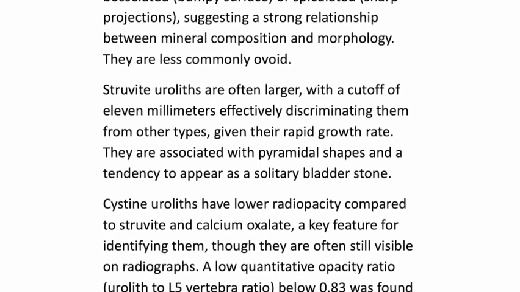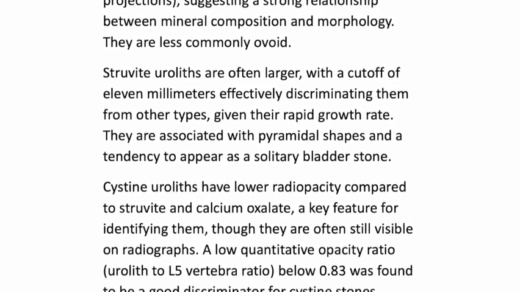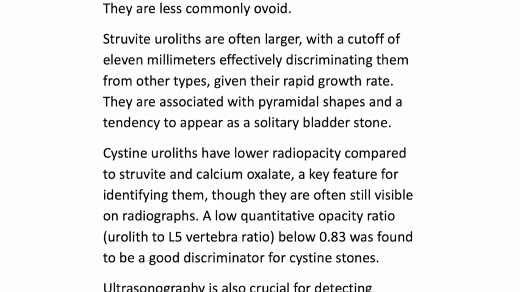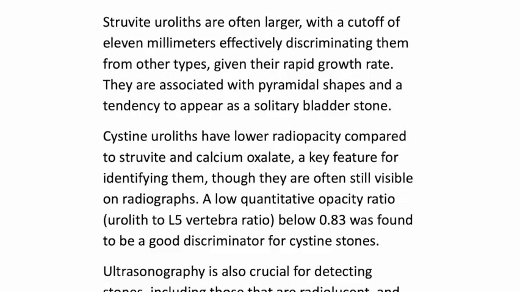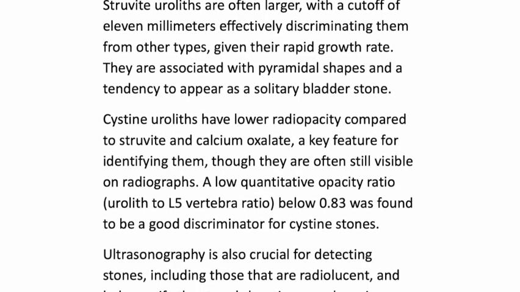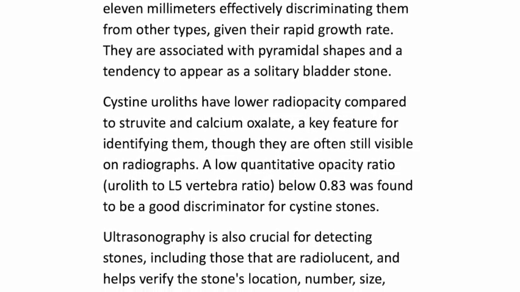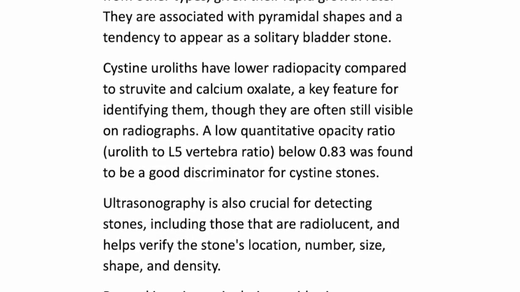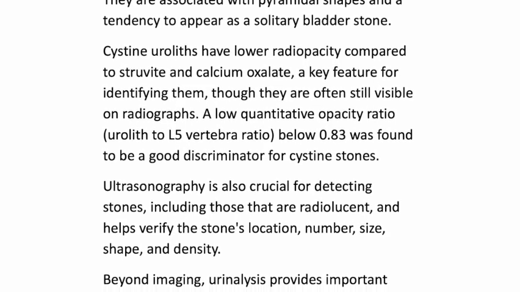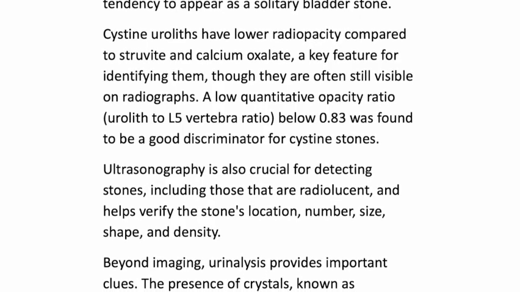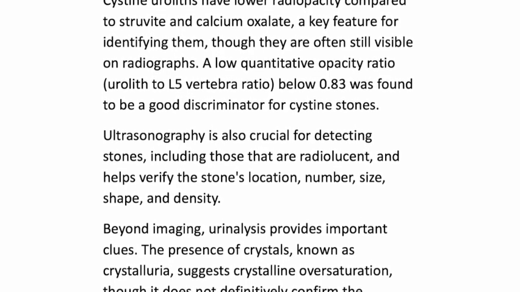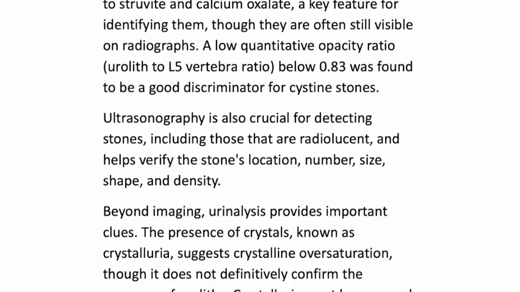Cystine uroliths have lower radiopacity compared to struvite and calcium oxalate, a key feature for identifying them, though they are often still visible on radiographs. A low quantitative opacity ratio, urolith to L5 vertebra ratio, below 0.83 was found to be a good discriminator for cystine stones. Ultrasonography is also crucial for detecting stones, including those that are radiolucent, and helps verify the stone's location, number, size, shape, and density.